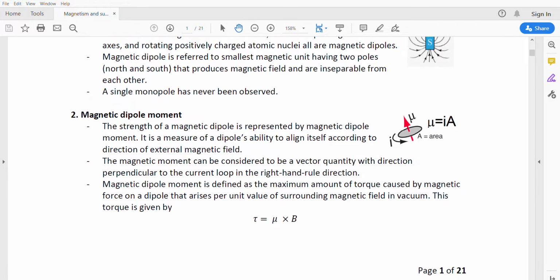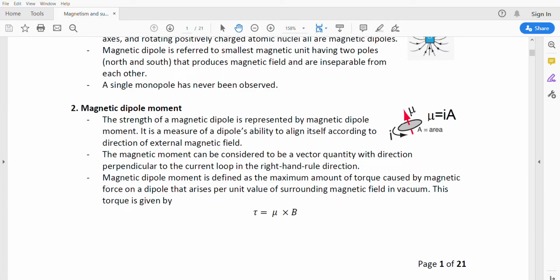Next one is the magnetic dipole moment. These are all the definitions. The strength of the magnetic dipole. To measure the magnetic pole strength, we need some terminology and some parameter, that is said to be the magnetic moment. So the strength of the magnetic dipole is represented by the magnetic dipole moment. It measures the dipole's ability to align itself according to the direction of the external magnetic field. We know that Earth is a huge magnet having a magnetic field. So if you keep a tiny magnet on the earth, how it aligns depends on the external magnetic field and on the dipole moment of the tiny magnet.